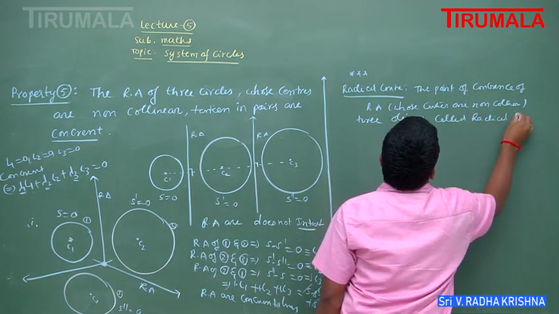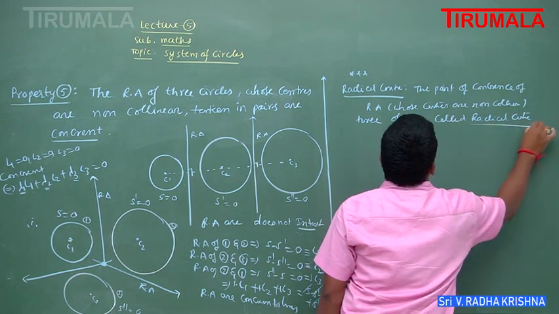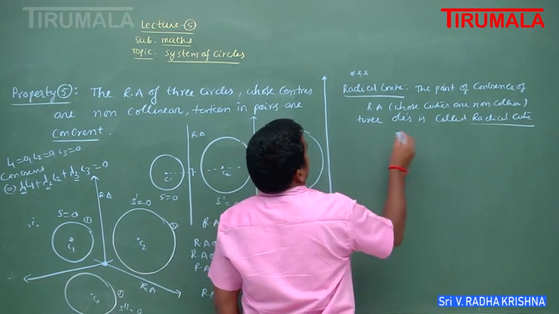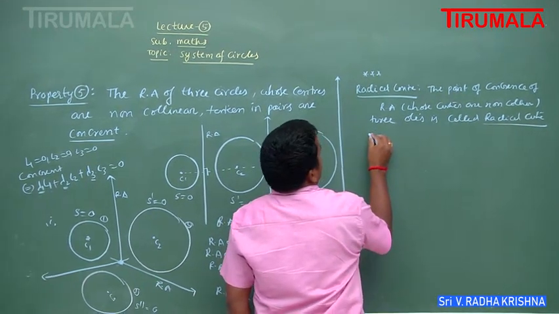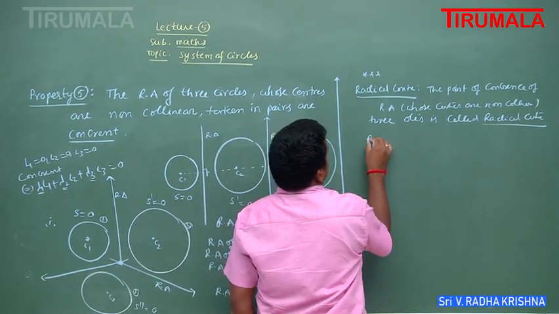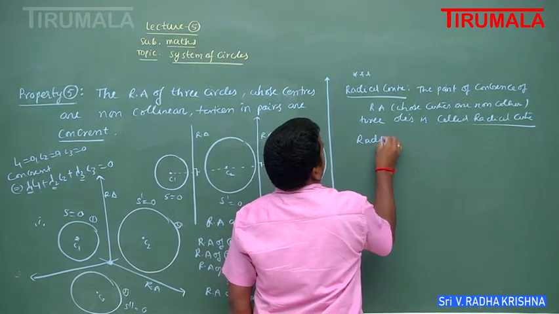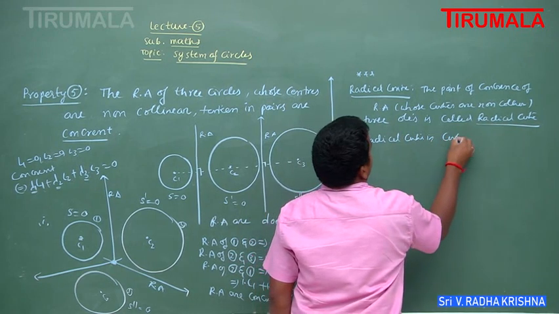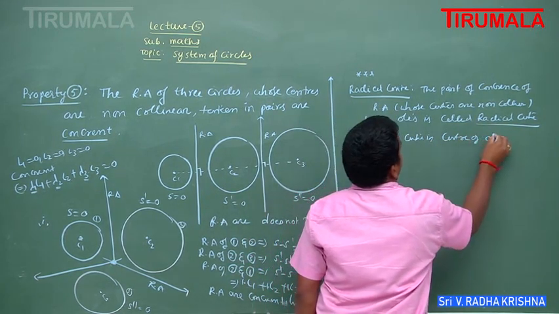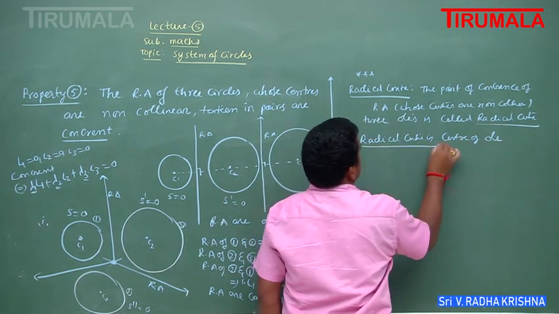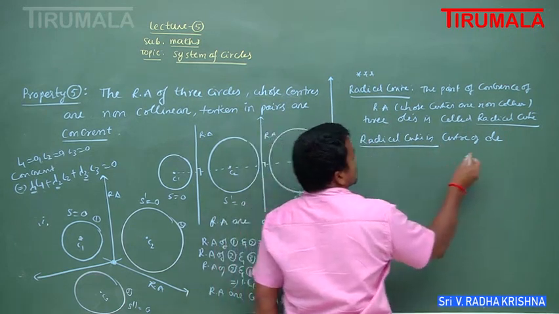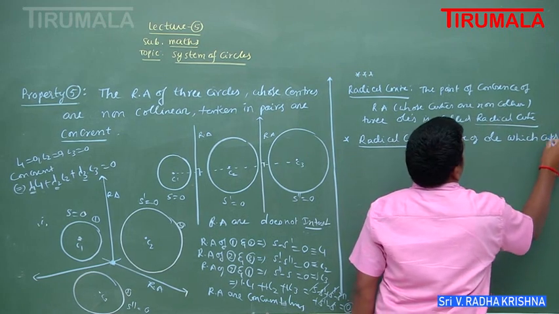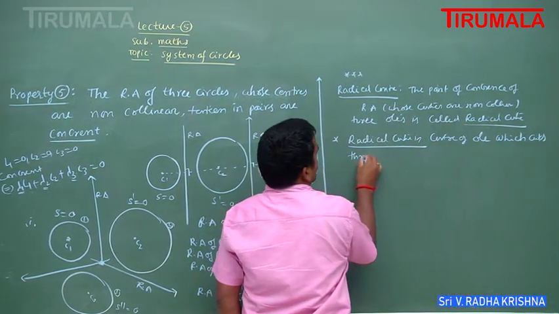So this is called the radical center. The radical center is the center of the circle which cuts the three circles orthogonally. This is the important point.